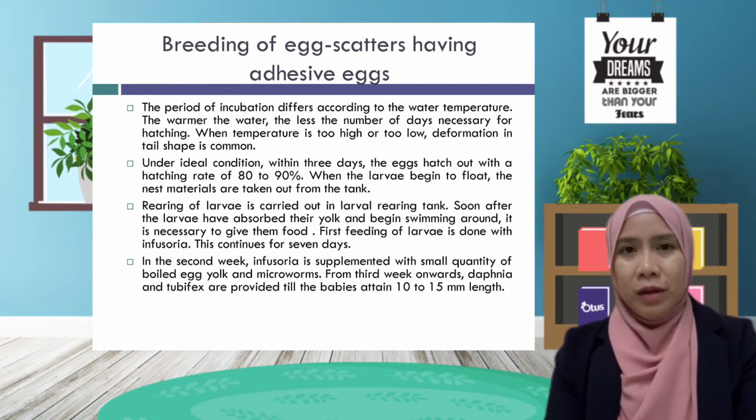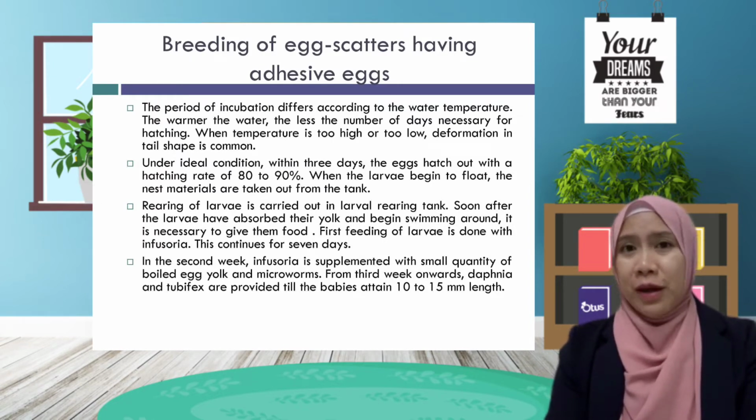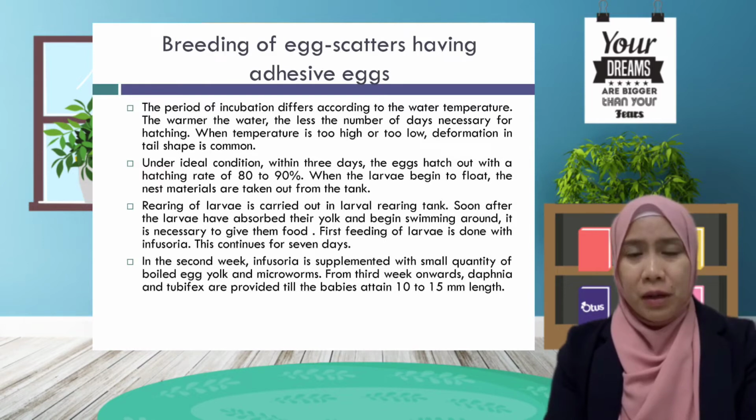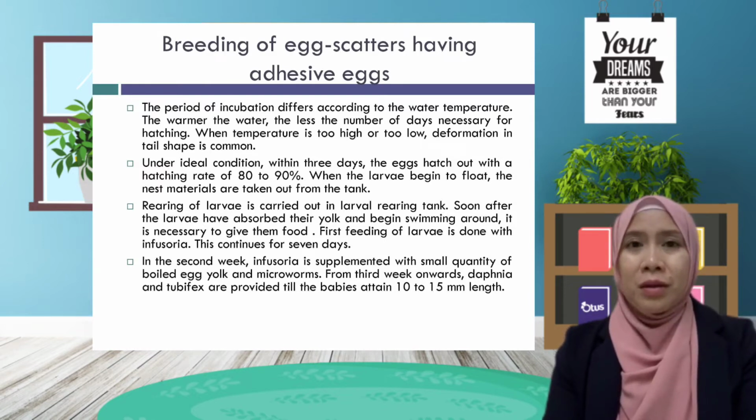In the second week, infusoria is supplemented with a small quantity of boiled egg yolk and microworms. From the 3rd week onwards, Daphnia and tubifex are provided till the babies attain 10 to 15 mm length. After about a month of rearing, the young ones, known as fry, are transferred to grow-out ponds.